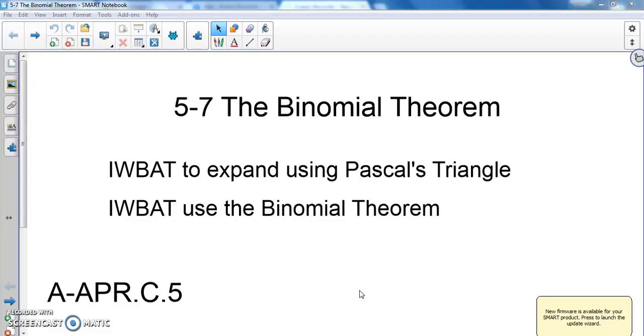Hey guys, today we are gonna do 5-7, the Binomial Theorem. So, you will be able to expand using Pascal's triangle, and you will be able to use the Binomial Theorem.